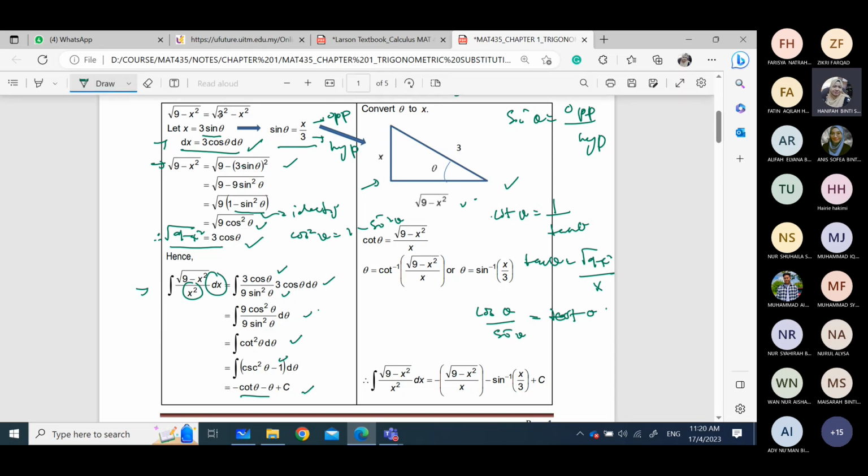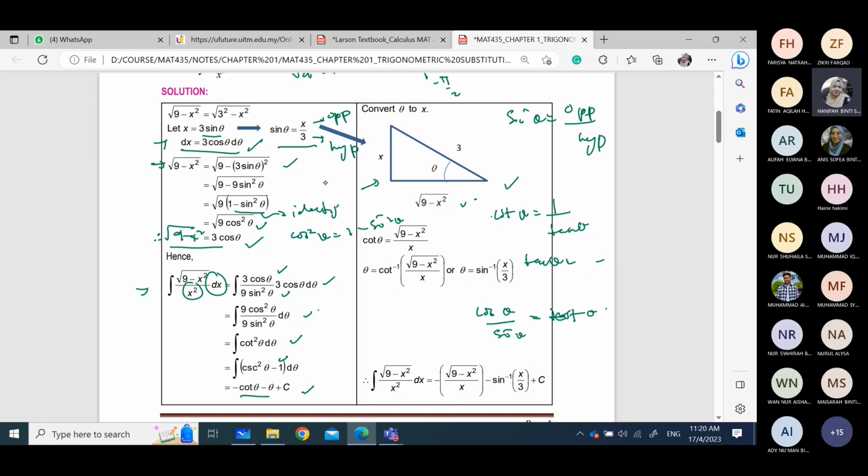Tangent theta is apa? Opposite over adjacent. So our opposite here is x. Tangent theta is x over square root 9 minus x squared. So therefore cotangent here is square root 9 minus x squared over x.